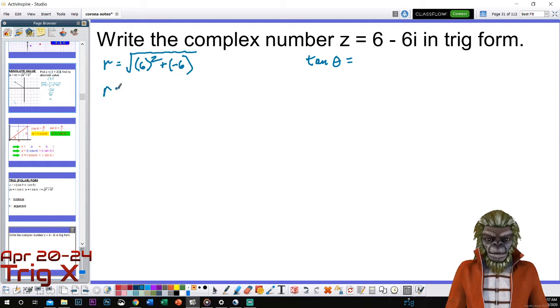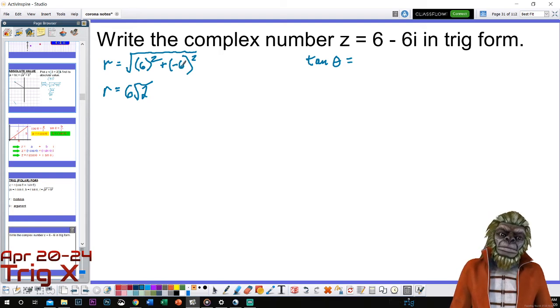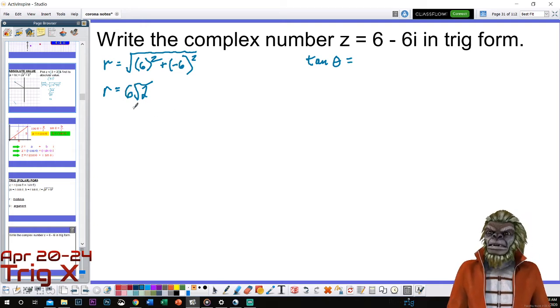And then here we go. Hey, if you have the same number twice and they're added, my advice for you: this is 36, this is 36, I could take the square root of 36, which is 6, and put square root 2. If you're not sure how I did that, that's okay. 36 plus 36 is 72. 72 has 36 in it, so I can divide it out. The square root of that 36 is 6. Alright, so I know that r is 6 square root of 2.